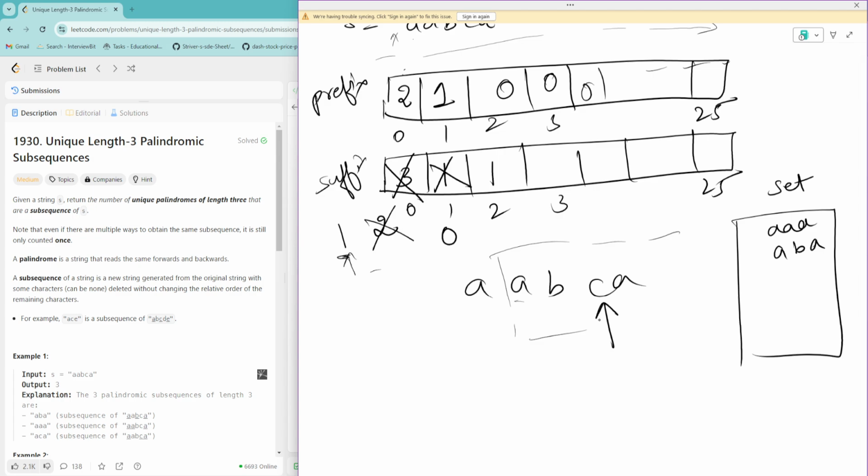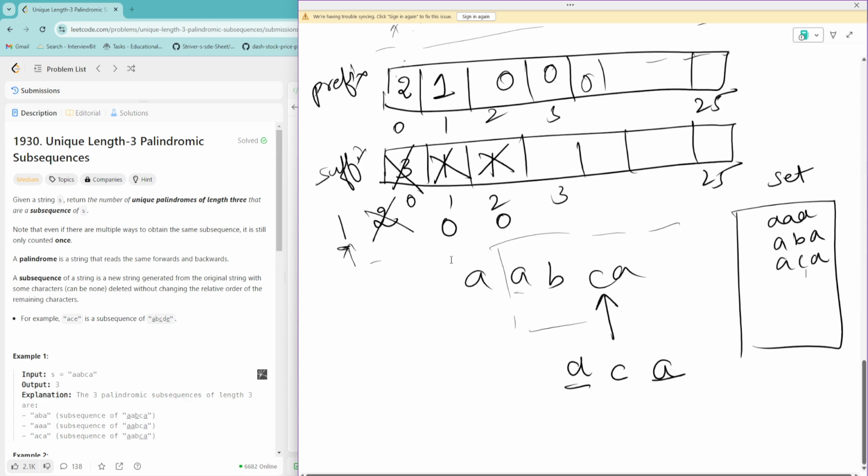The next character is C. Every time I visit a next character, I would decrement its suffix by 1. So for C, I would check the elements that exist previous to C. I have A. Is there any A in the suffix? Yeah, it is. So ACA would be my subsequence.